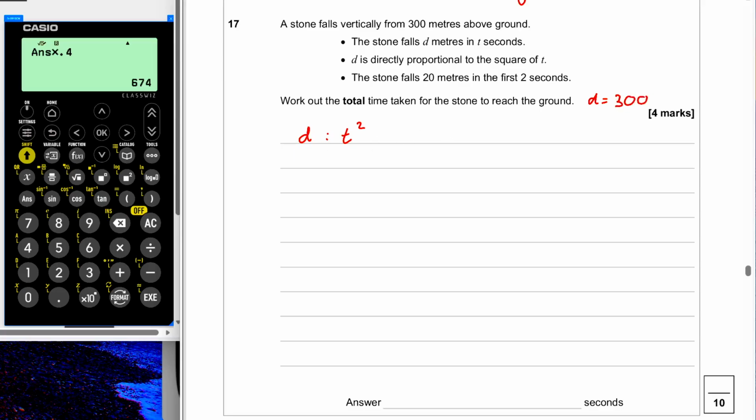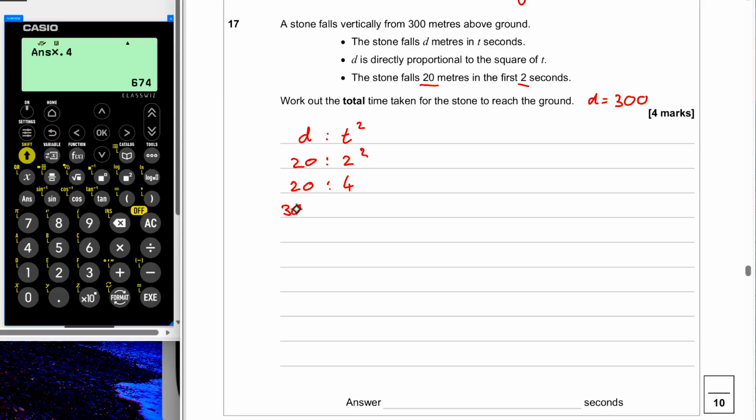So we start at 0. It travels 0 distance in 0 squared. But then this is the first point that we're given. So the stone falls 20 meters in the first 2 seconds. So d is proportional to t squared. So that would be 20 to 4. So that means that whatever value we've got here, we divide by 4 to find t squared.